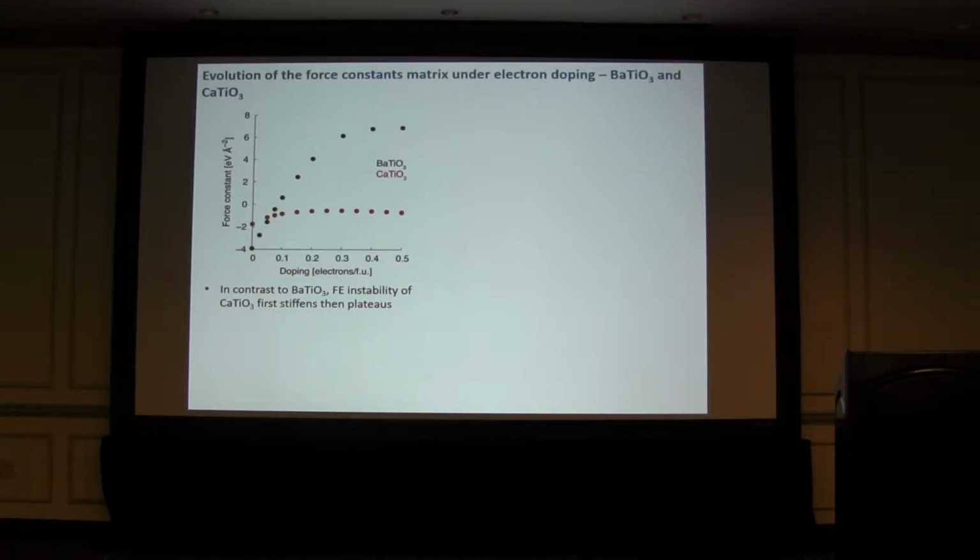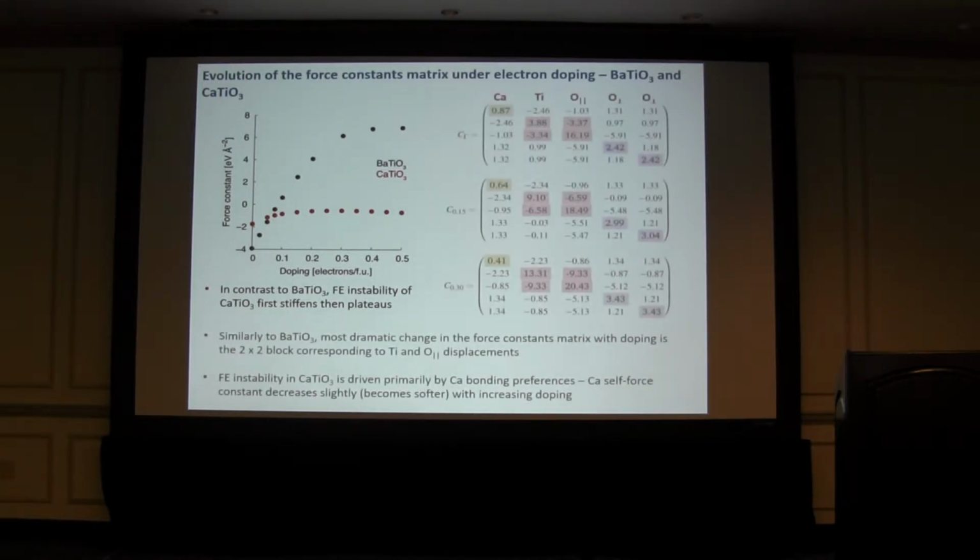decreases a little bit, so it becomes less negative. But then it plateaus at a negative value as the electron concentration increases. That is despite the fact that the changes in the force constant matrix are similar to what you see in barium titanate. Okay, so the components related to titanium and these O-parallel displacements harden under doping, and so that does make the force constant for that distortion less negative.